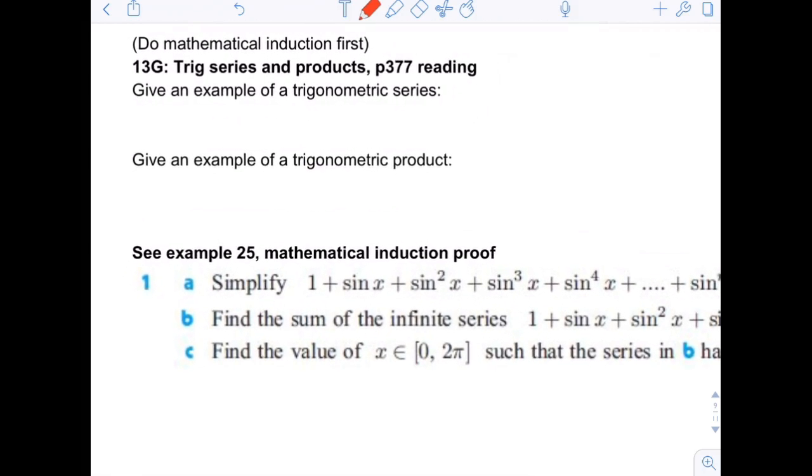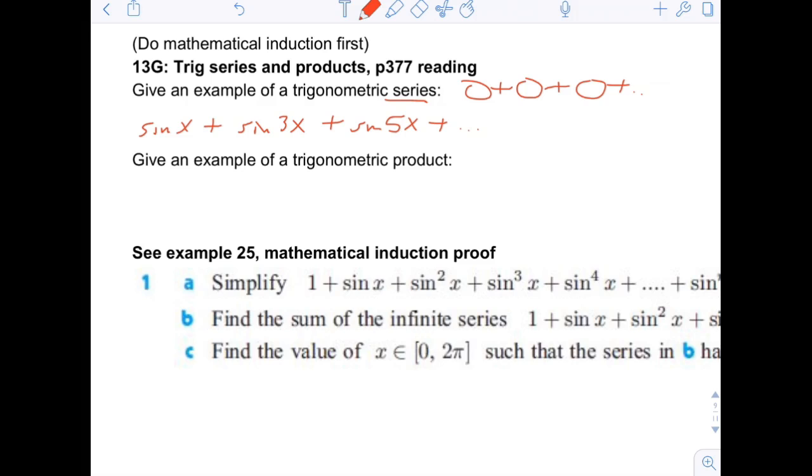First it asks us to give an example of a trigonometric series. Remember, a series is a sequence that's added together. So it would look something like sine of x plus sine of 3x plus sine of 5x plus dot, dot, dot. Anything like that, a pattern of trig functions that are added together.